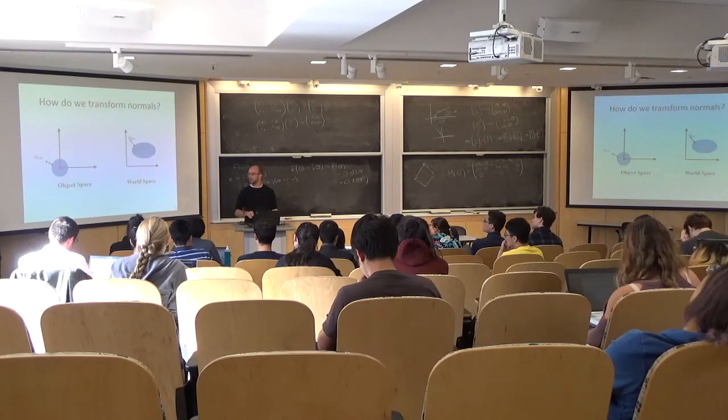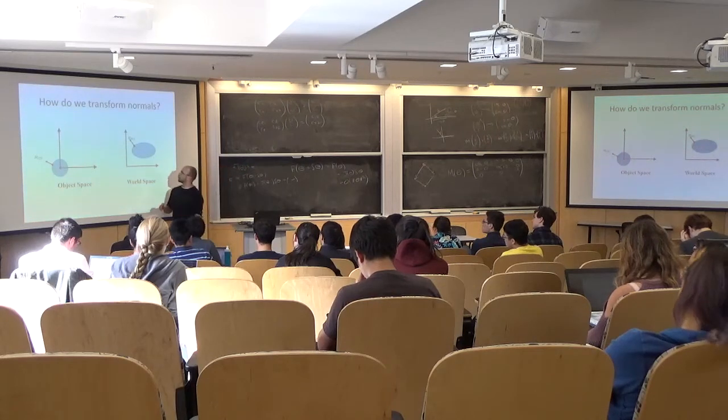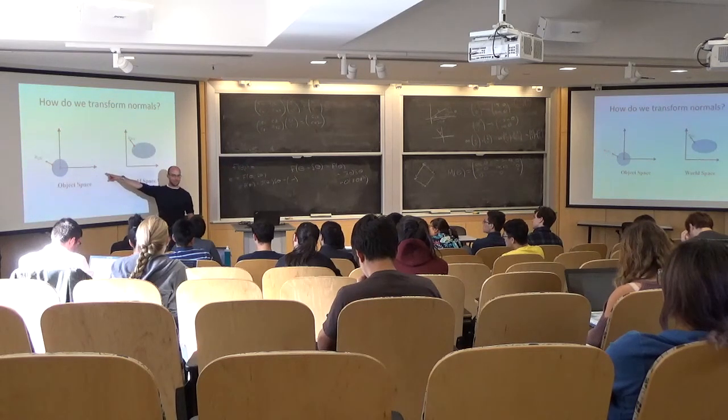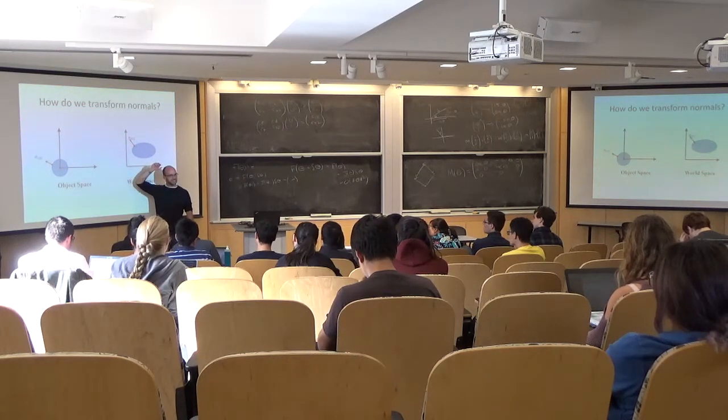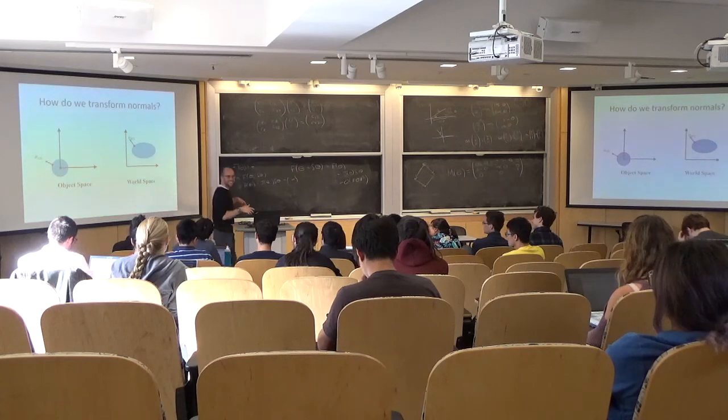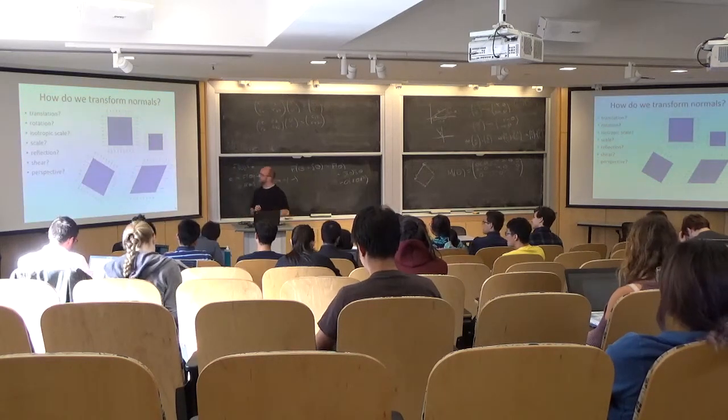So in particular, one of the things you might think is, okay, if I take a vertex here and I multiply it by a matrix to go here, then maybe I take the normal and I just multiply it by the same matrix. Is that true? No, otherwise obviously I wouldn't be asking that question. And in fact you can kind of see that in this picture here.